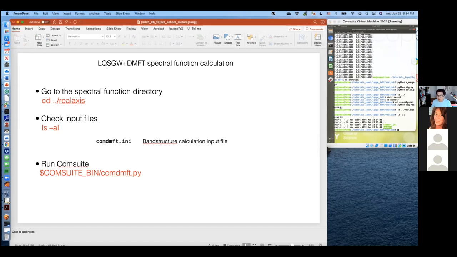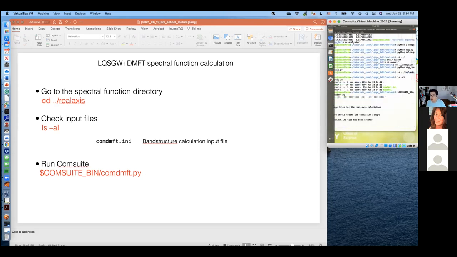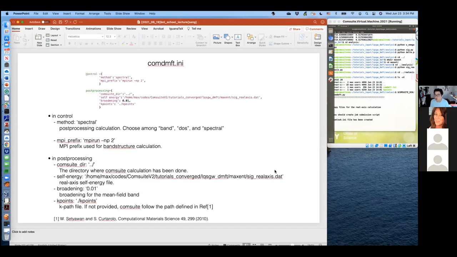And let's run the calculation. It will be comsuite bin comdmft.py, and let it run. Maybe in one or two minutes, the code will be finished. In the meantime, let's take a look at what is in the input file.